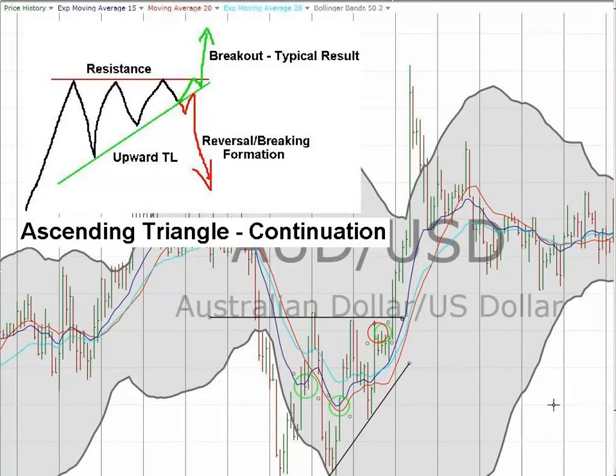The first pattern I will be showing is the ascending triangle. Very popular formation. You have an upward trend line and a resistance level. The trend line is determined by higher lows. So you start off with a low here, higher low, higher low, higher low. Then you have an upward trend line, but it's still stuck with a resistance level. Then given the PA, it could either break out and go upwards, which is the typical result, or if the resistance is so strong, it might reverse and just break formation.